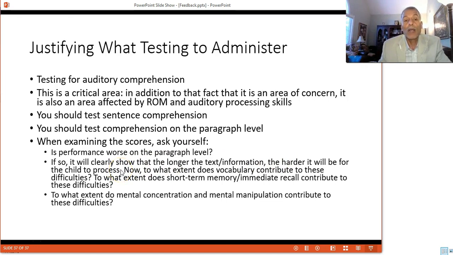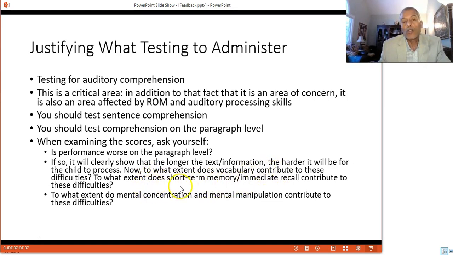So now you have an effect of memory and attention contributing to the problem, because the longer the input, memory cannot stand that, and the attention cannot be sustained. So this is where you go back to the case history and say, well, the profile shows the history of middle ear infection, the history of inattention is having an impact. It is not just completely a linguistic or an auditory processing thing. It's multiple factors.